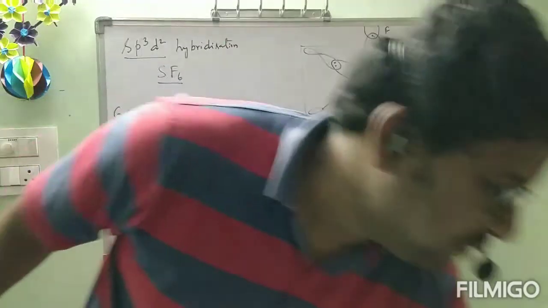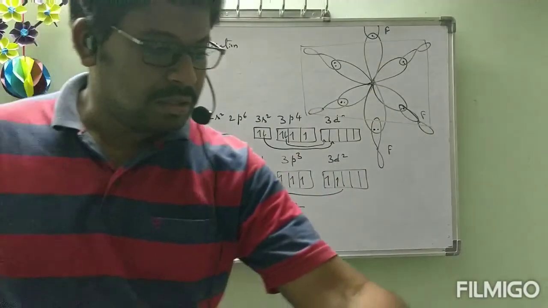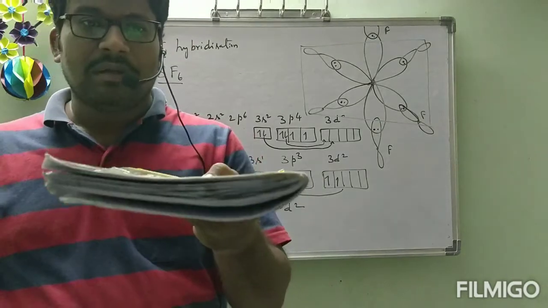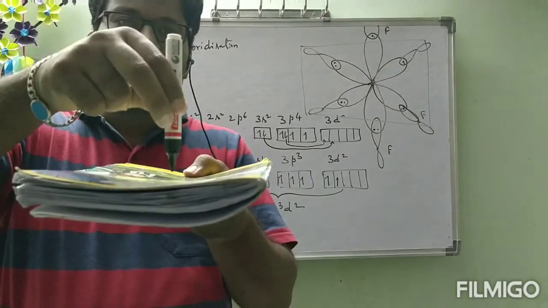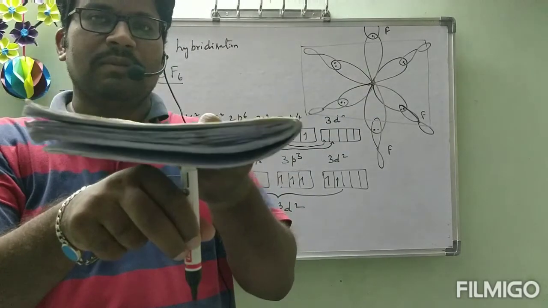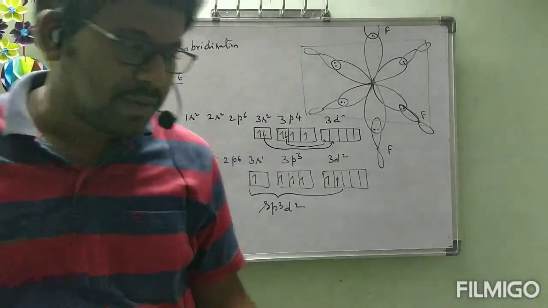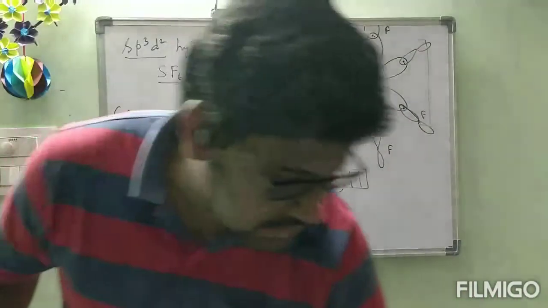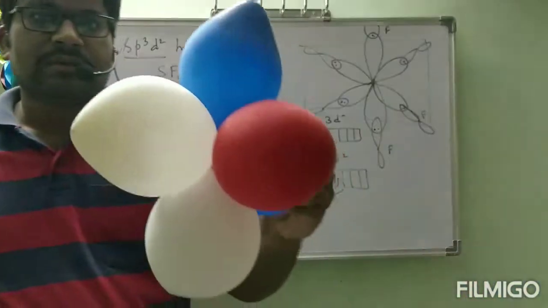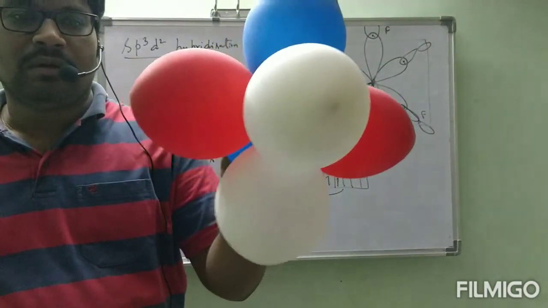Okay. If you imagine this book as a plane, 1, 2, 3, 4. One will be above the plane like this, another one will be below the plane like this. This is square bipyramidal. Okay. I hope you understood this concept. By seeing the balloons also we can understand clearly, all of you.